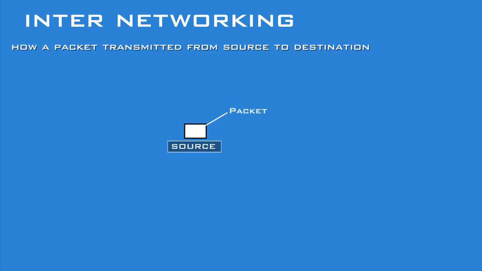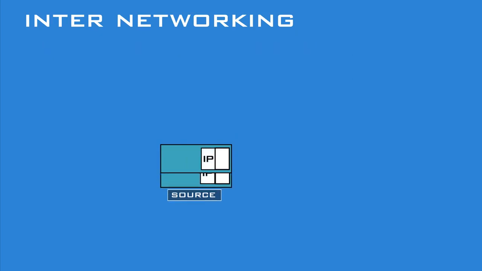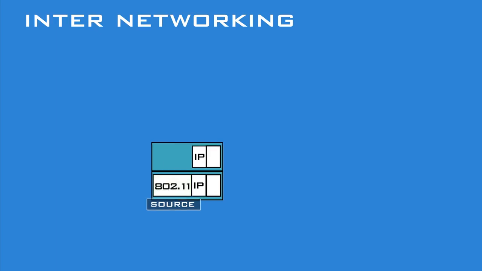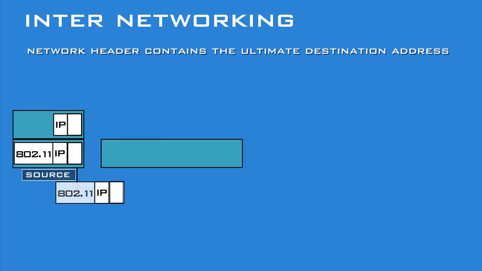Now, we will see how a packet is transmitted from source to destination, adding headers along the way. The source machine takes data from the transport layer and generates a packet with the common network layer header, that is IP. Then the data link layer adds an 802.11 header to the packet. The network header contains the ultimate destination address, which does not change at any layer along the path.